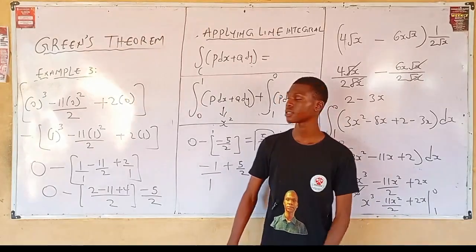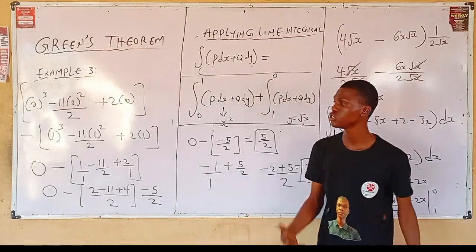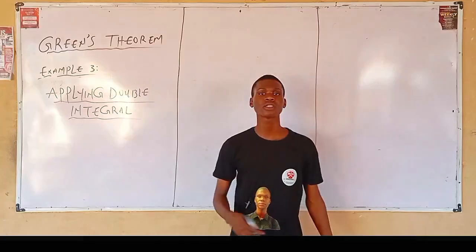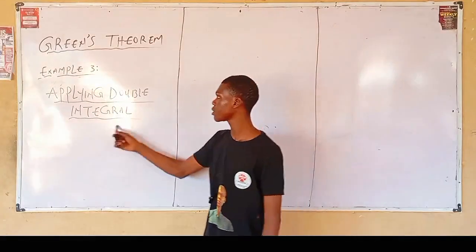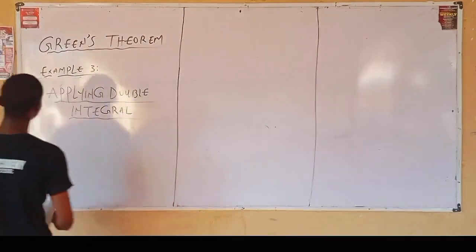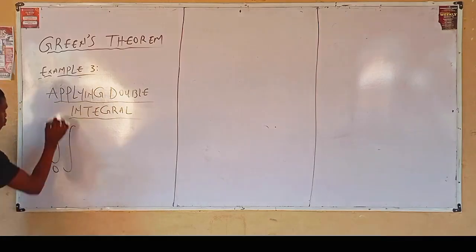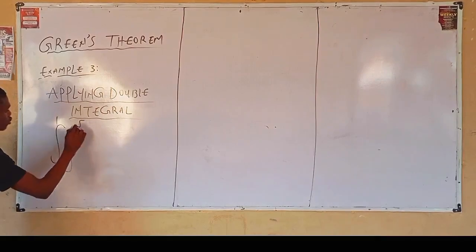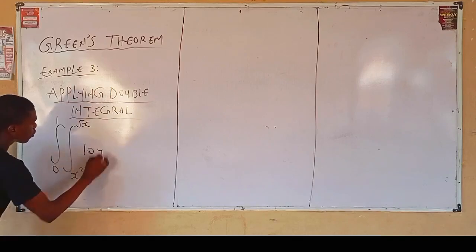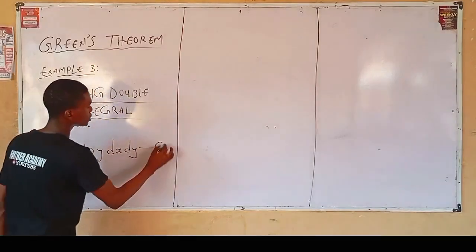Alright, now let's see how you solve this question using double integral. So far we've implemented line integral. Let's see how double integral works. We've got our expression, we got the double integral. We know our limit, right? 0 to 1 and square root of x and x squared. Then we got 10y dx dy. So let's say this is equation 1.